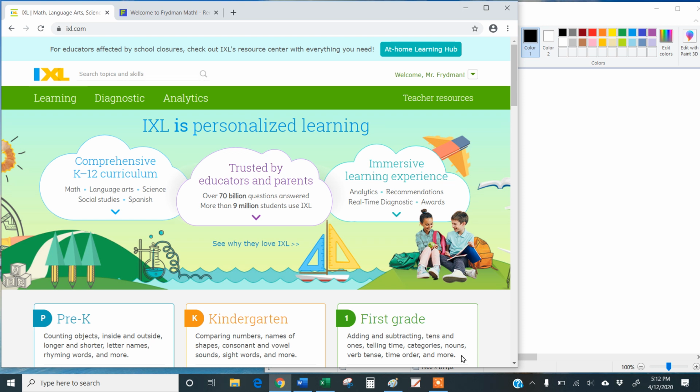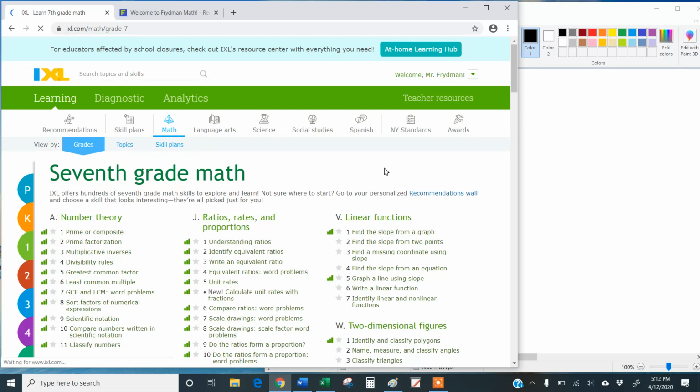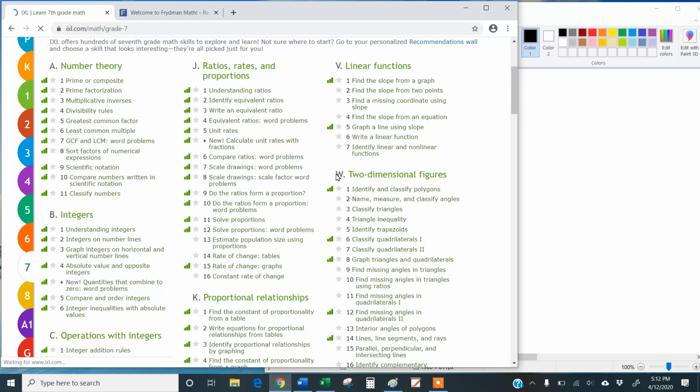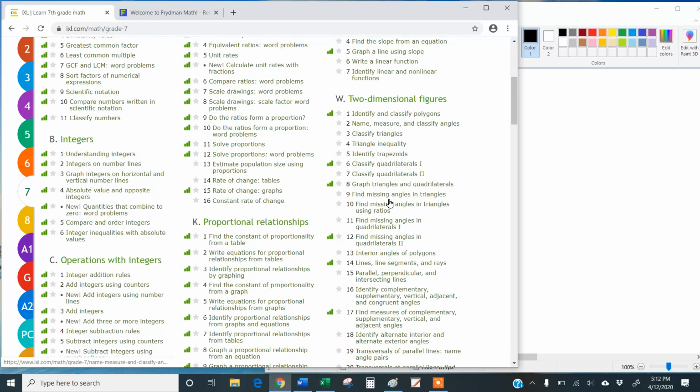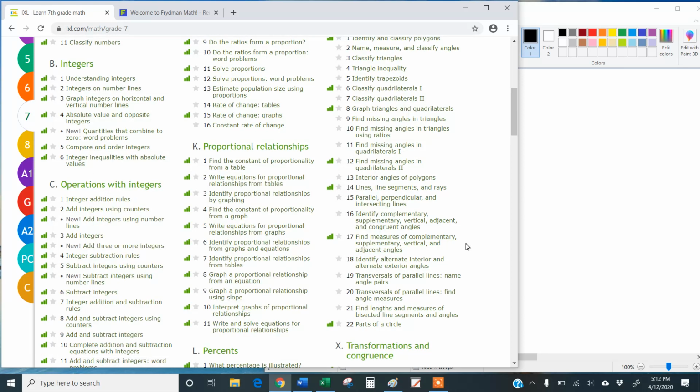Hi everybody, let's do IXL 7th grade W.17. Go to Learning, go to 7th grade, and then go to W.17. Find measures of complementary, supplementary, vertical, and adjacent angles.